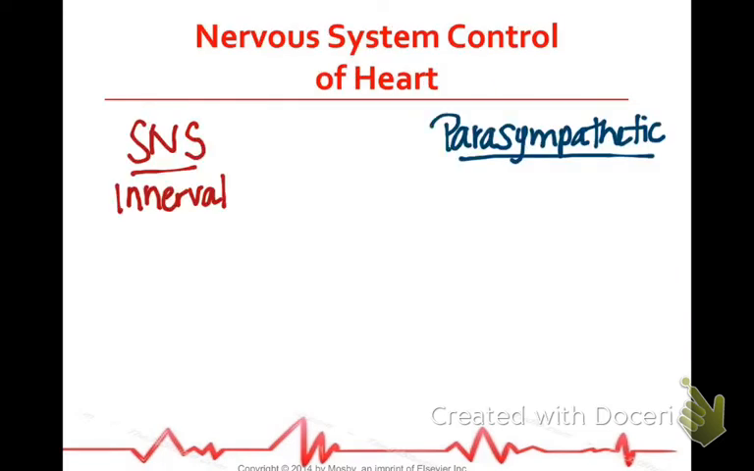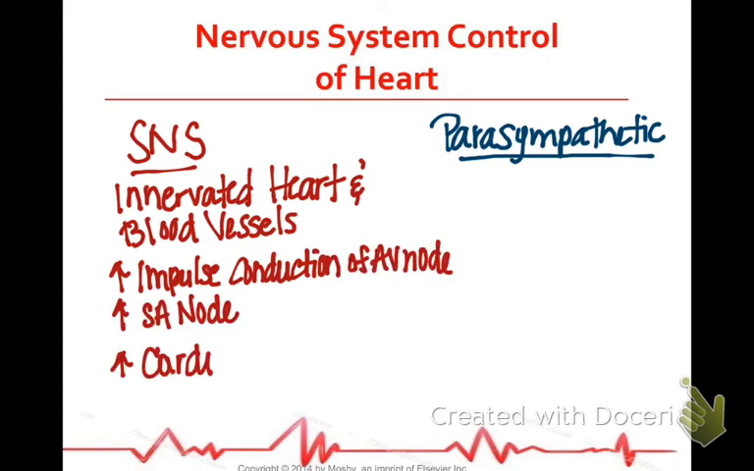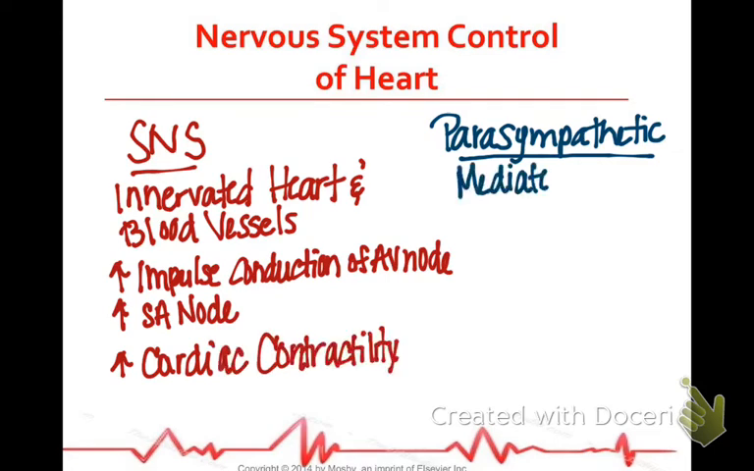All right, so then there's the nervous system control of the heart, right? Parasympathetic, sympathetic. Your sympathetic nervous system innervates the heart and the blood vessels. It increases impulse conduction of the AV node, increases the SA node rate, and increases cardiac contractility. All this is part of your sympathetic nervous system. Remember, sympathetic goes, parasympathetic puts on the brakes. Sympathetic is fight or flight, parasympathetic is rest and digest, right?